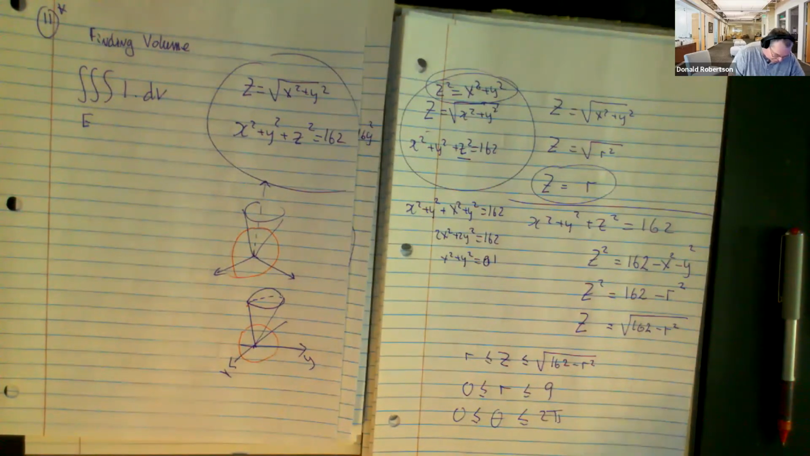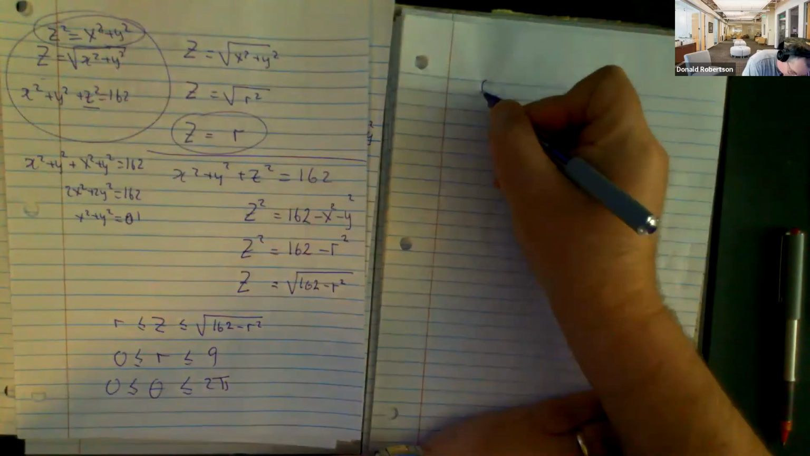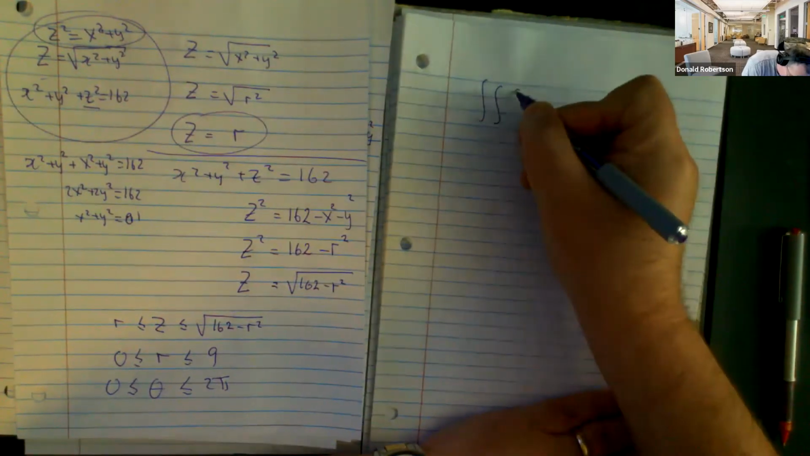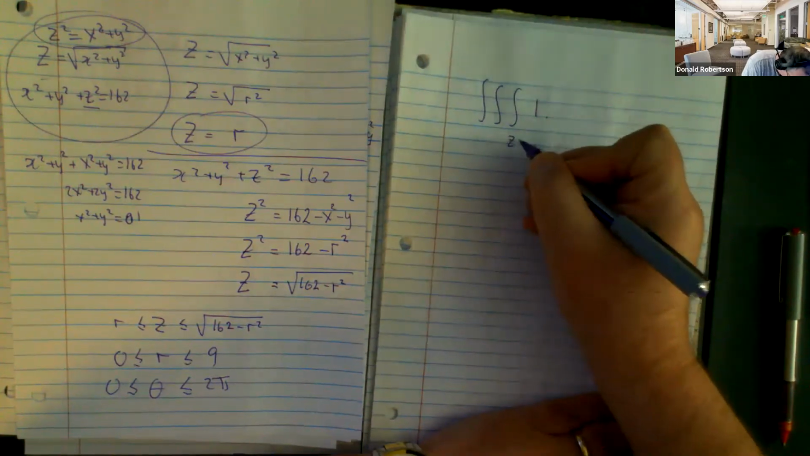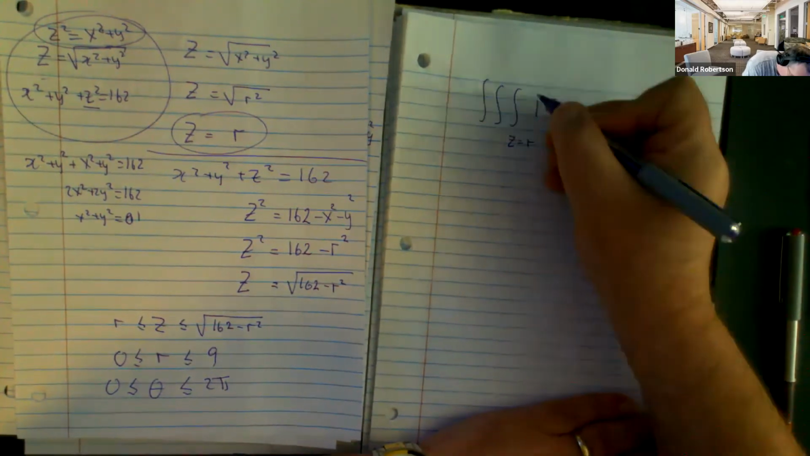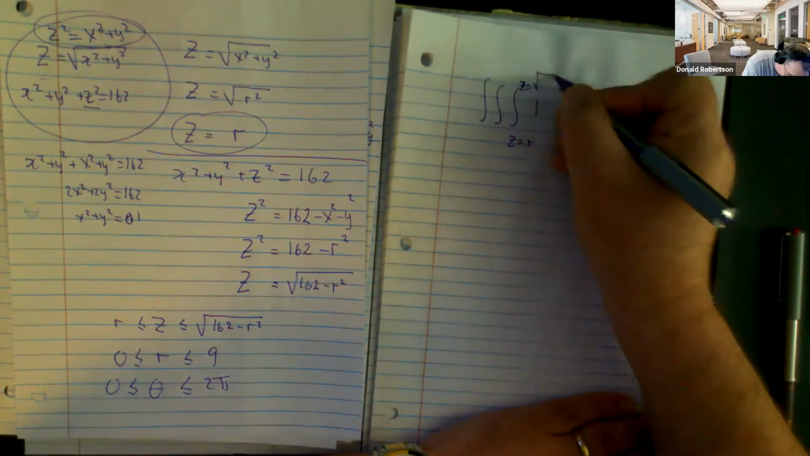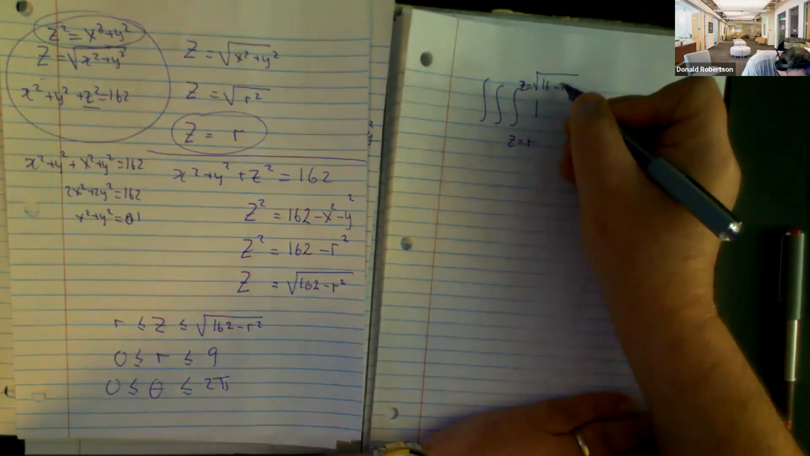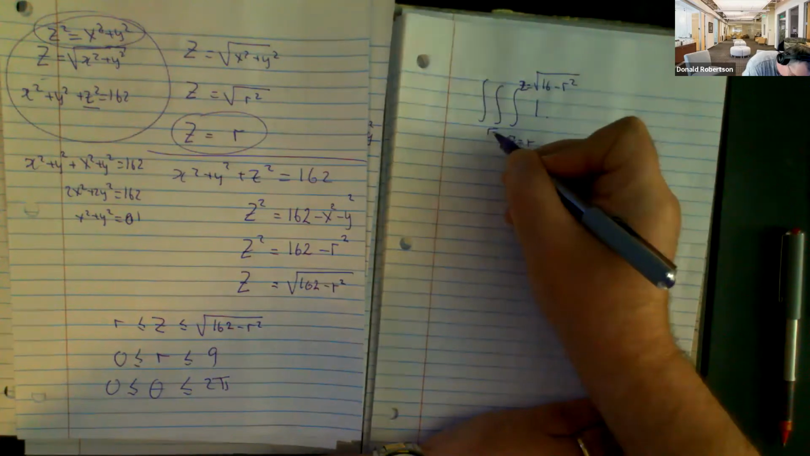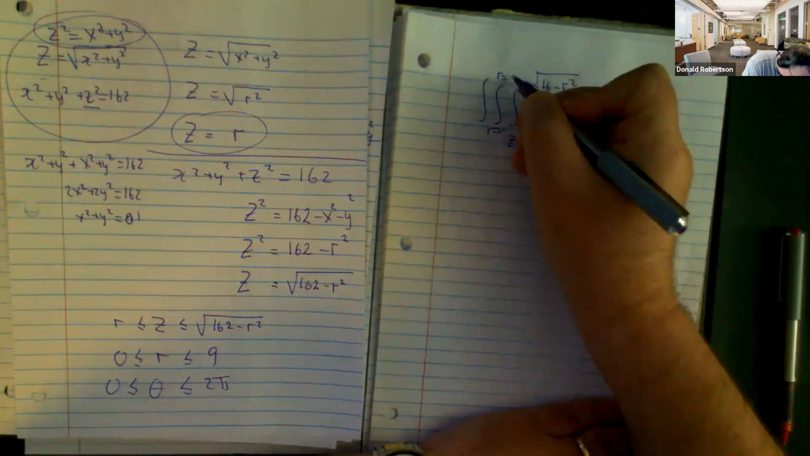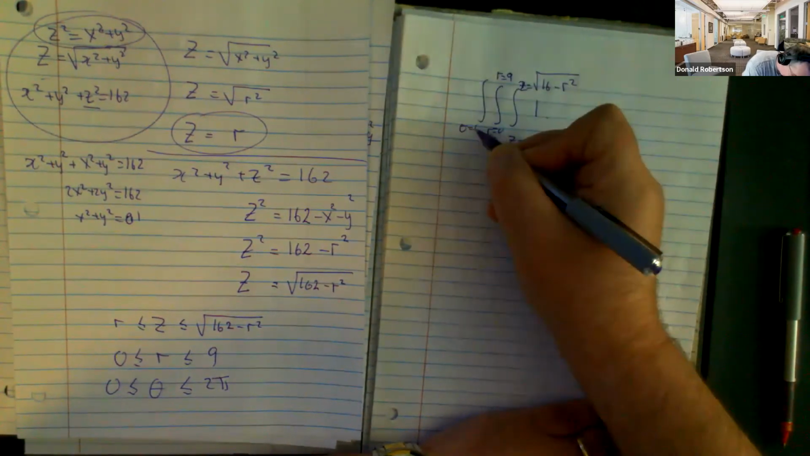You put the whole package together, then it's going to be a triple integral of 1. The z is going to go from r to the square root of 162 take away r squared. The r is going to be 0 to 9. And the theta is going to be 0 to 2 pi.